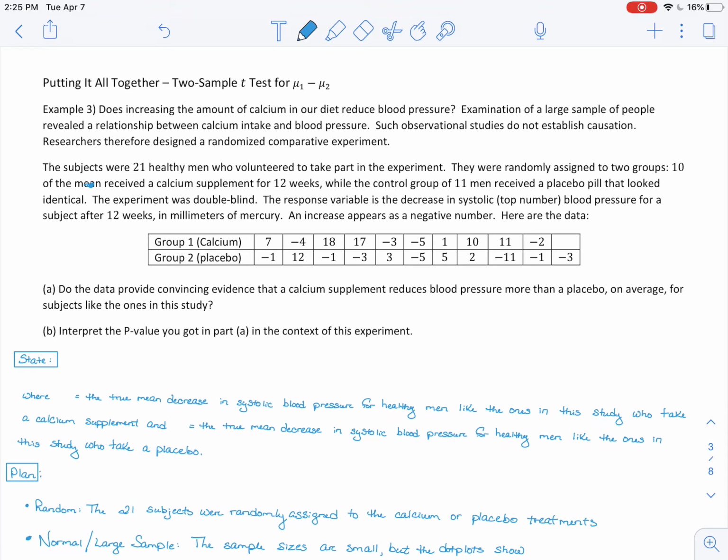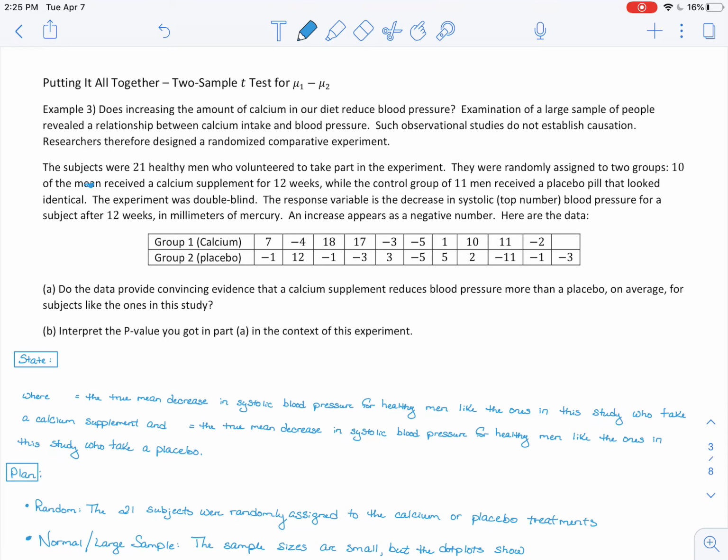10 of the men received a calcium supplement for 12 weeks. The control group of 11 men received a placebo pill that looked identical. The experiment was double blind, which means the people interacting with the men also didn't know what the men were given, but the researchers had some secret list where they knew what was given.